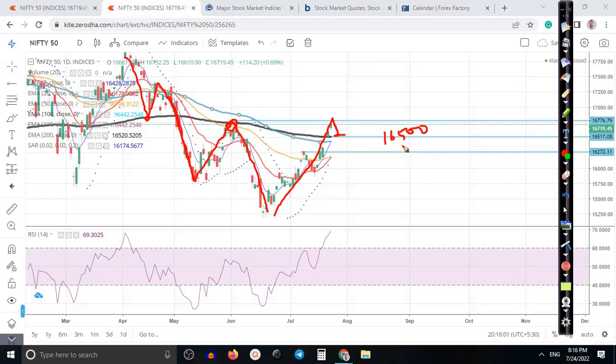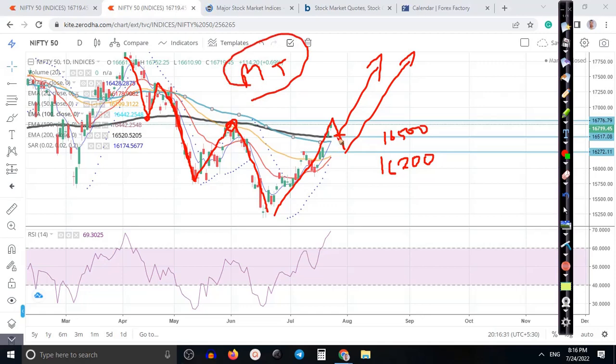Another level where there is a probability of a pullback is around 16,200. This is the important level. So we have seen two important levels, meaning there is a probability to bounce again from 16,500, and another probability to bounce from 16,200. That is the important level. So on Monday and Tuesday we are expecting that price may give a correction. We never know, nobody can predict the future, right? So there is a probability to pull back around 16,500 and another to 16,200.